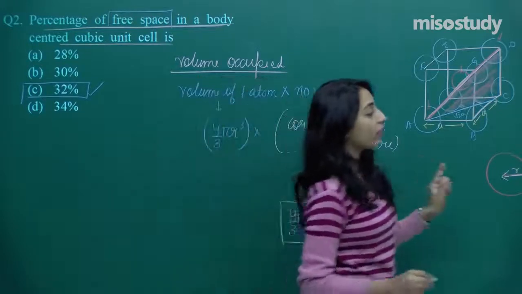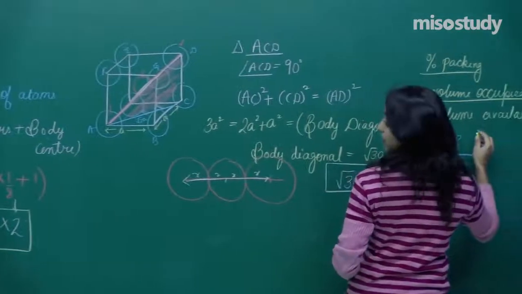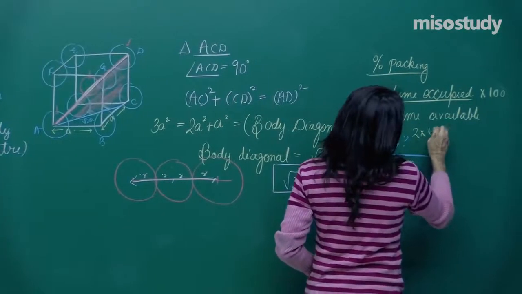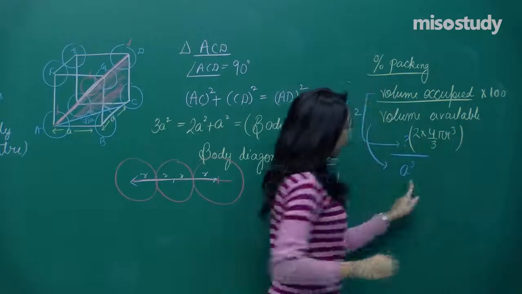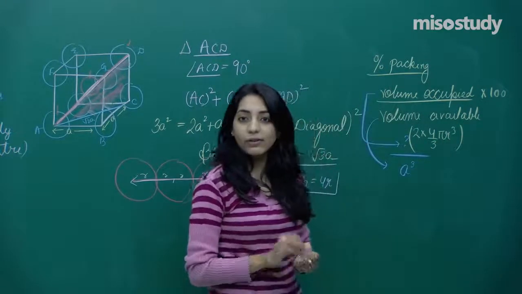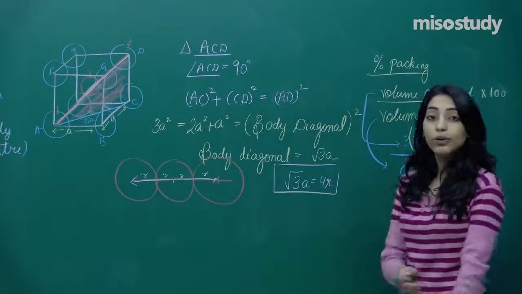You already have the value of volume available. Divide the two. So you can simply say 2 into 4 by 3 pi r cube. Now you know the relationship between A and r, right? Root 3 a is equal to 4r.